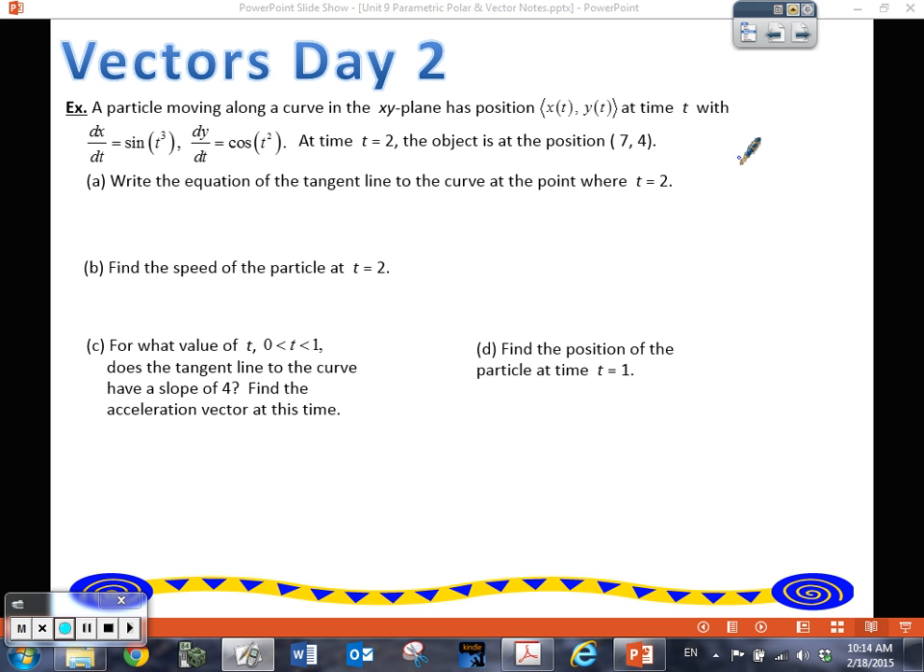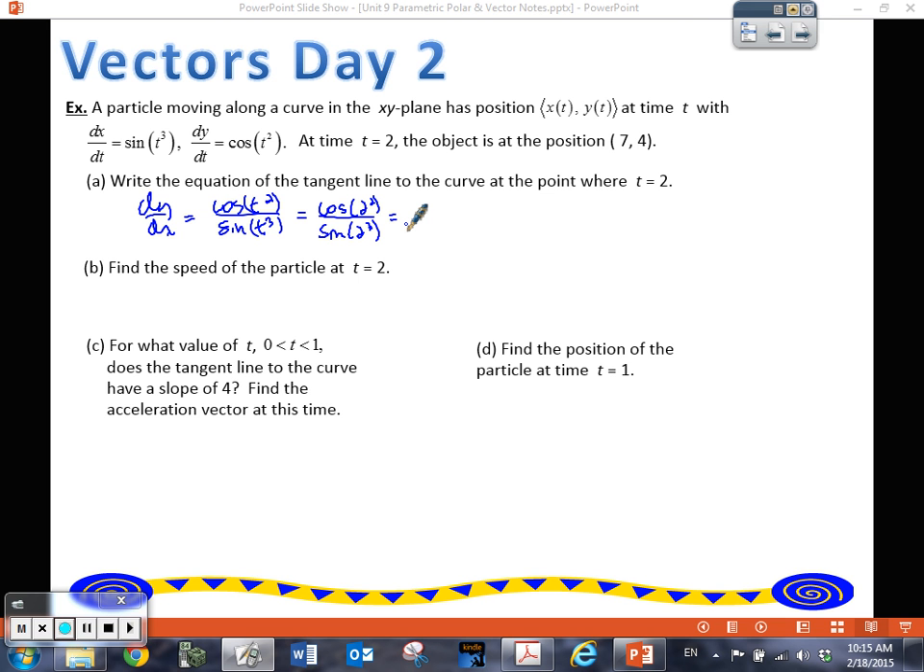So to get the slope, we need the dy/dx. We don't have that, but it would be easy to create, right? Because I already have dy/dt and dx/dt, so I just make a fraction of those, and dy/dx is going to be cosine t squared over sine t cubed. Okay, so that would be my derivative. And we want to evaluate the derivative at 2, so we would substitute a 2 in: cosine 2 squared over sine 2 cubed. And this would definitely be a calculator problem.